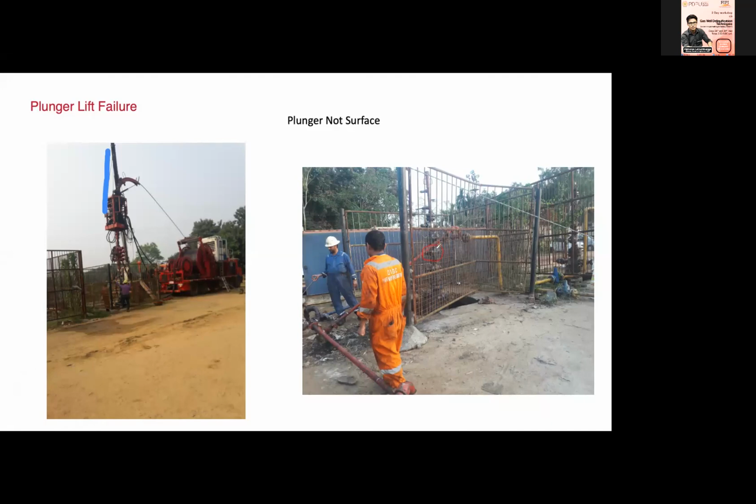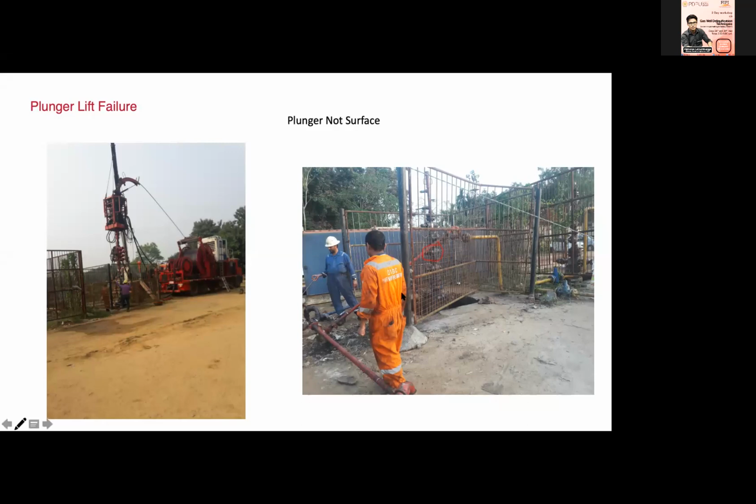And after that, instead of dropping the plunger, we lowered the plunger inside, above the bumper spring, using the wire line, and then we reeled out the wire line, and then we waited for the casing pressure to reach the required casing pressure. And only one time did the plunger reach the surface, and after that the plunger was not arriving at the surface because this well was deviated.